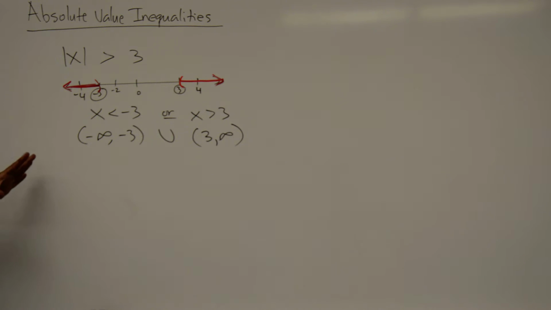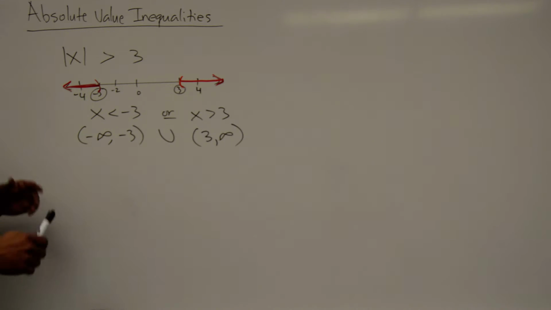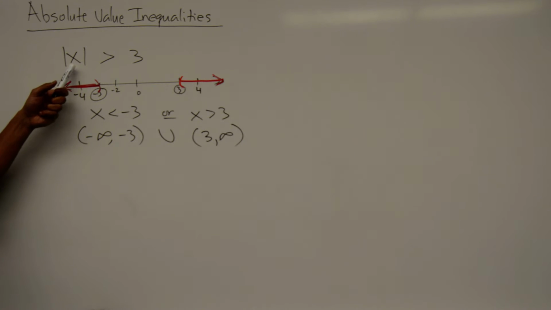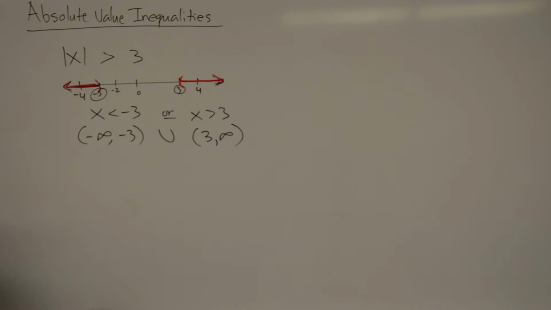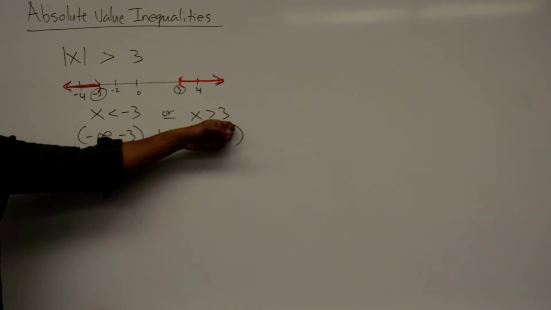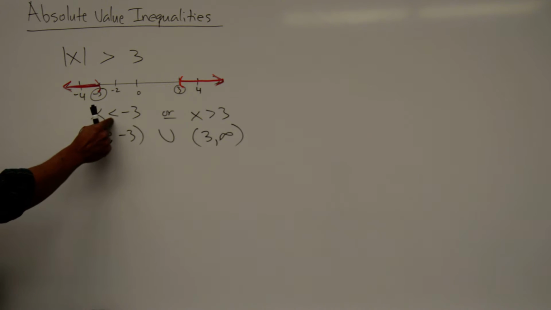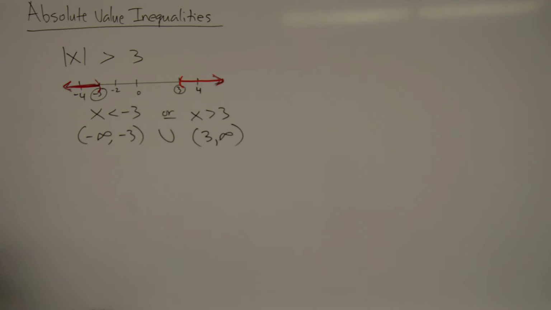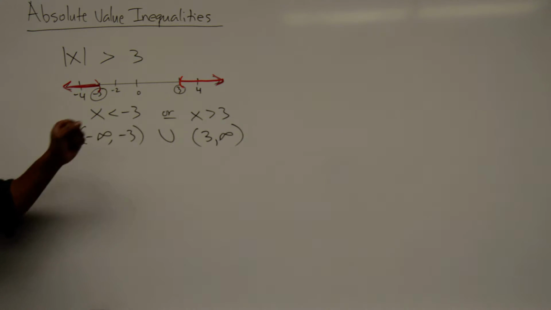There's a really easy way to remember, or actually you don't have to remember, you just have to follow the rule. If you have any inequality that is absolute value, here's what you do. You keep the original inequality, so that's x greater than 3. Then you flip the inequality and you flip the sign. So that gives you x less than negative 3.